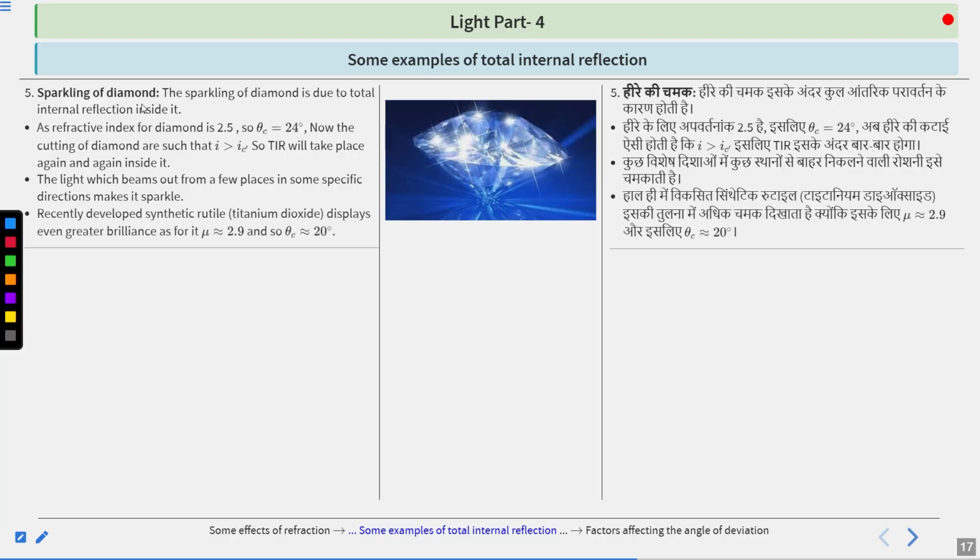Recently developed synthetic rutile, titanium dioxide, displays even greater brilliance, as its mu equals 2.9 and so theta c equals 20 degrees.